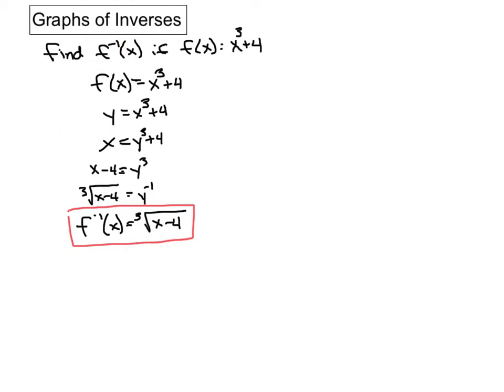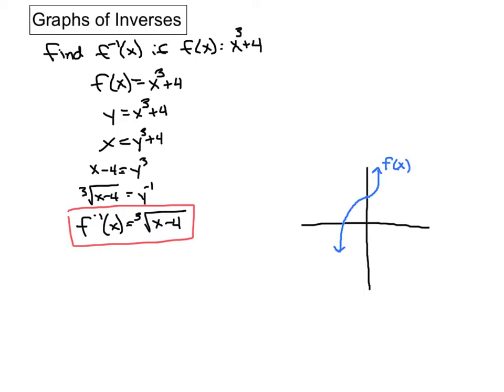So if we were trying to find the inverse of this function, we would first switch the x and the y. Then we're trying to solve for y, so we gotta get y by itself with the cube root. There's a notation again for inverse. So basically, I showed you how to do it algebraically. Now I'm gonna show you how to do it graphically.